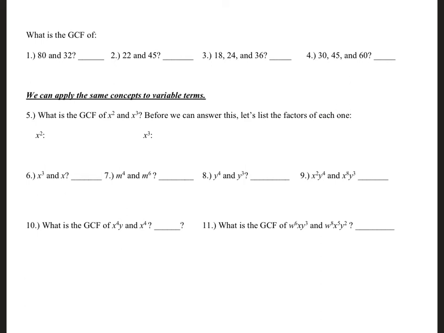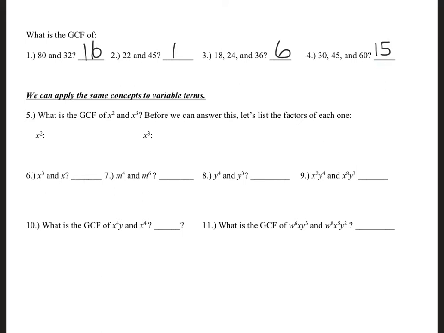So take a moment to look at problems 1 through 4, stop the video, and see if you can find out what the greatest common factor of each of those is. So stop the video, come back to me, and see if you did it correctly. All right, so if you did this correctly, you should have gotten 16, 1, 6, and 15.